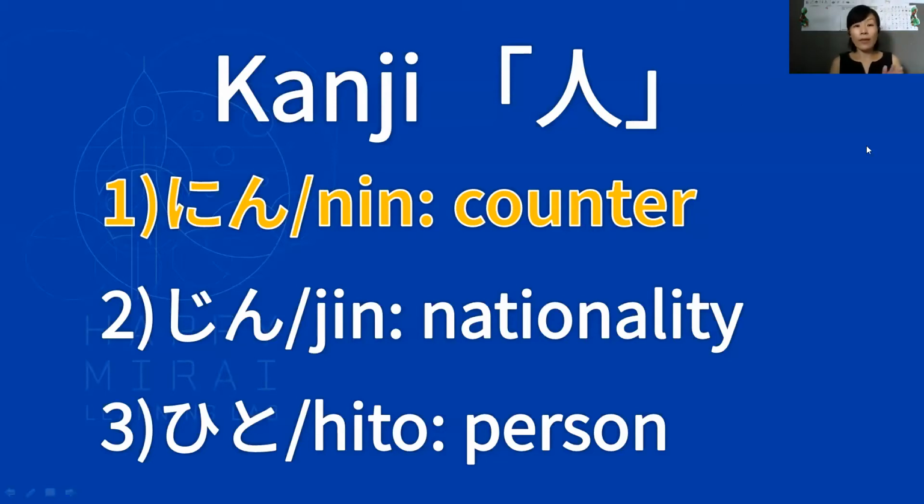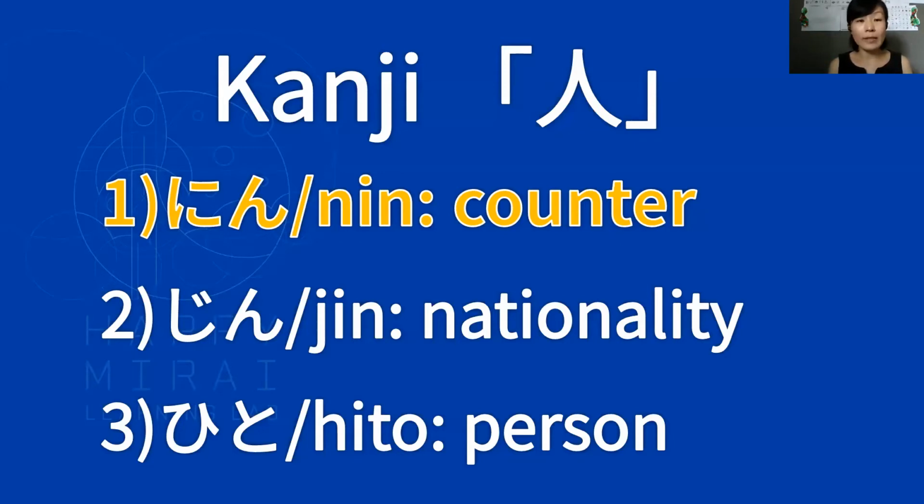Okay, so for this kanji, for beginner Japanese, normally we will say them often. The first pronunciation is nin, nin. You can use it as a counter for counting people, like how many people. The second one is jin, nationality. And the third one is hito, referring to a person.